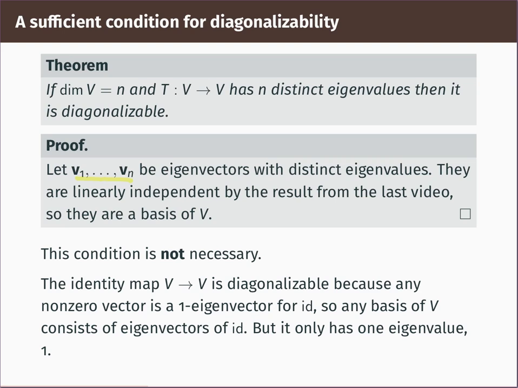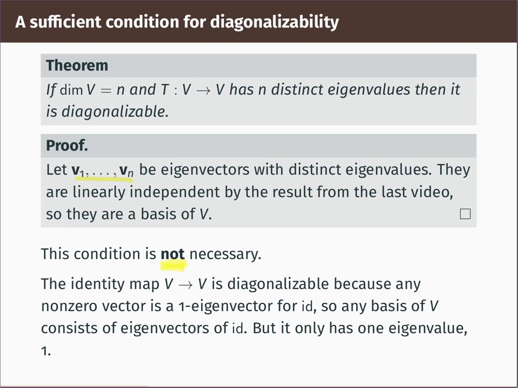If they're linearly independent, then their span has got dimension n, because they form a basis for their span. So in fact, their span must be all of V, because it's an n-dimensional subspace of the n-dimensional vector space V. Therefore, they're linearly independent, they're a spanning sequence for V, so they're a basis for V. And we have shown that there is a basis for V consisting of eigenvectors for T, which is the definition of T being diagonalizable.